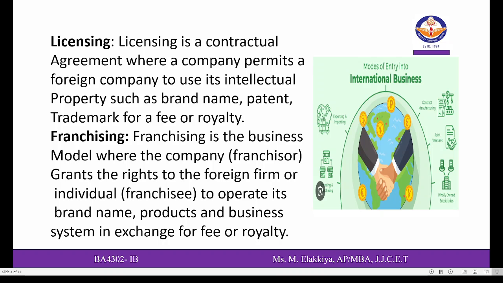And the next one is licensing. It is a contractual agreement where a company, that is a licensor, permits a foreign company to use their intellectual property like their brand name, patent, or trademark for a fee or royalty to a licensee. And the next one is franchising. It is a business model where a franchisor grants the rights to a foreign firm to operate its brand name, products, and business in exchange for a fee or royalty. That is, the franchisor grants their rights to a franchisee.